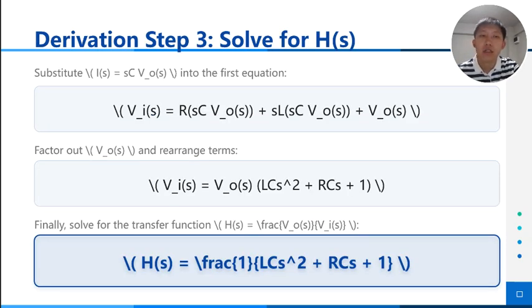Now we substitute the expression for I(s) from the capacitor voltage equation into the KVL equation. After rearranging and factoring out Vo(s), we can solve for the ratio Vo(s) over Vi(s), which gives us the final transfer function: 1 over LCs squared plus RCs plus 1.